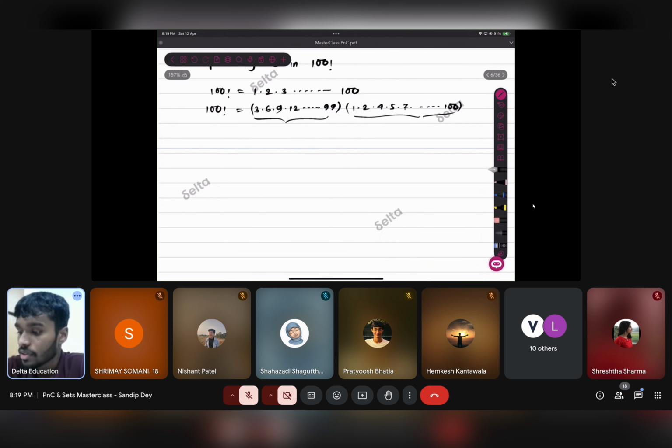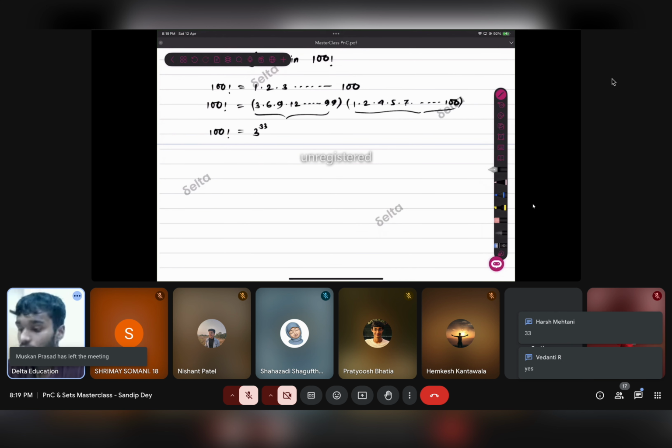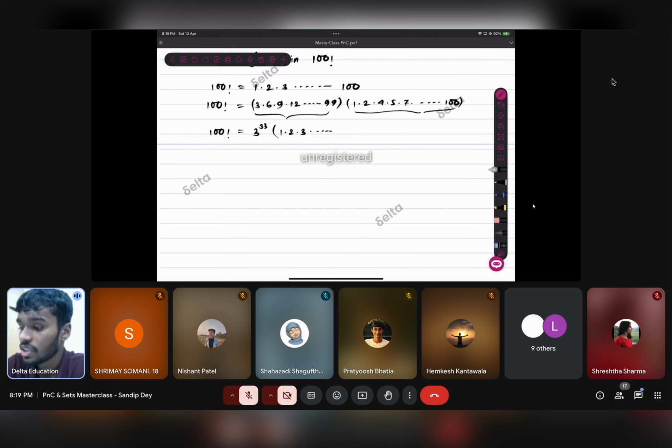Now I have all those terms, and I know all of them are divisible by 3. So if all of them are divisible by 3, let's divide them and make them shorter. So I can write 100 factorial equals to, now see how many terms there will be from 3 to 99. How many terms will there be? 33. So I'll get 3 to the power 33 here, and I can divide all of them by 3. So if I divide all of them by 3, I will get 1 multiplied by 2 multiplied by 3 up to 33, basically 33 factorial. And I will have these other terms also in another place. That doesn't matter much to me.